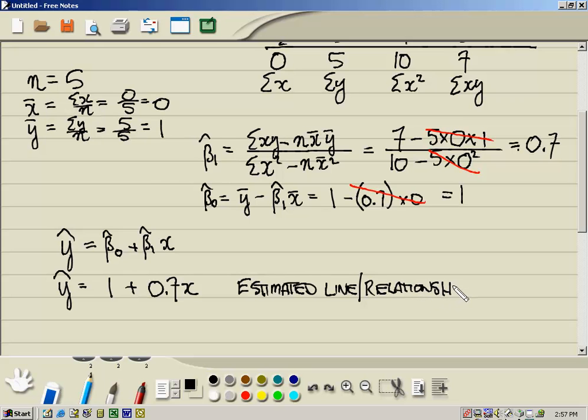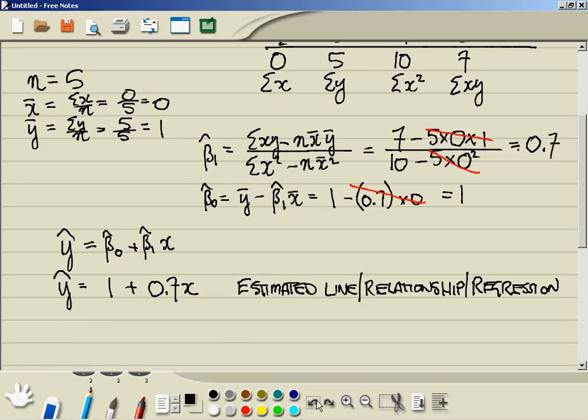So in any problem that asks you to estimate the regression or line or relationship, this is as far as you need to go. Sometimes there's a tendency for some students to do too much of this work. Alright, so our estimated regression is over here.